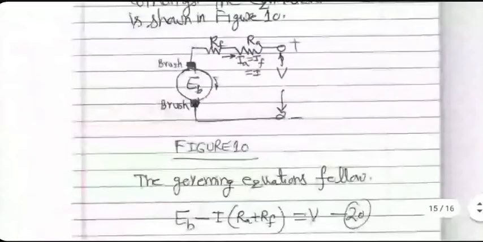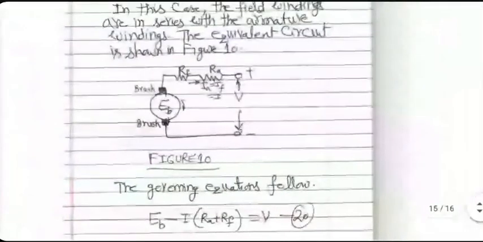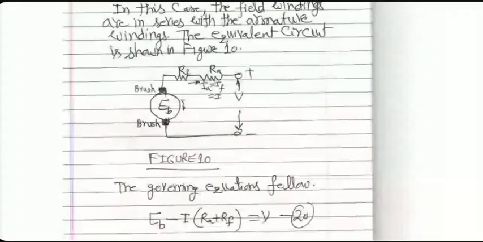Of course, you can write the equations as usual. EB minus, now remember, field current, armature current, and load current, they are all the same. They are all equal to I, let's say. So EB minus I times RA plus RF will give you V.